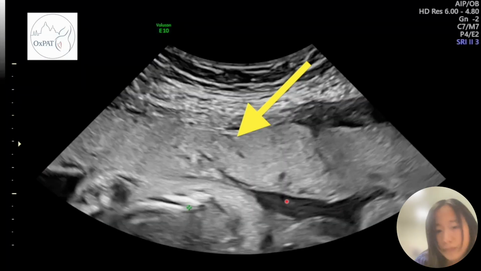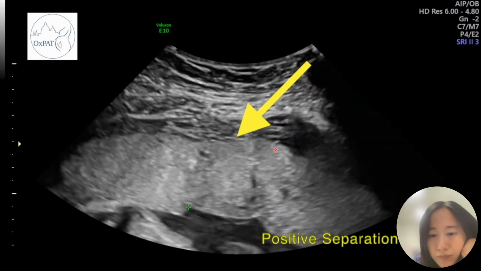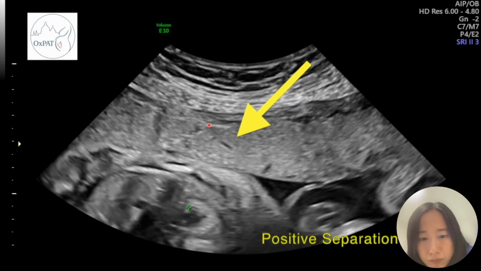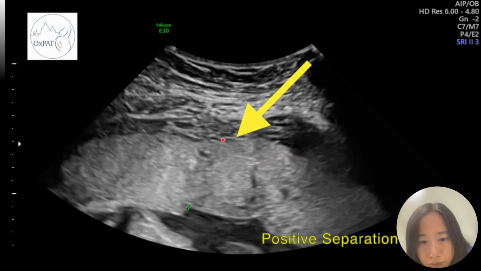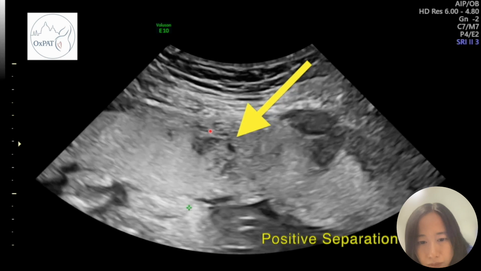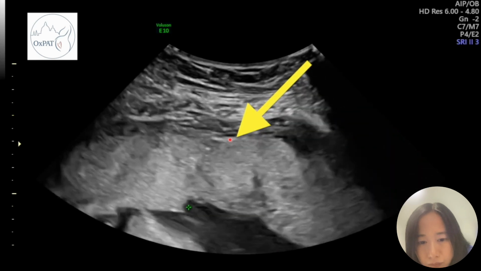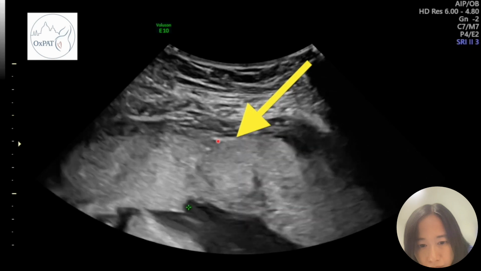Let's see this video. This is an example of the positive separation sign. This sign is a reflection of the difference in elasticity between the muscular myometrium and the placenta. After the placenta is compressed against the myometrium, when the pressure is released, for a brief moment the placenta appears to continue moving after the myometrium has become stationary. You can see this at the tip of the yellow arrow. The placenta appears to keep moving and the clear zone is briefly enhanced.